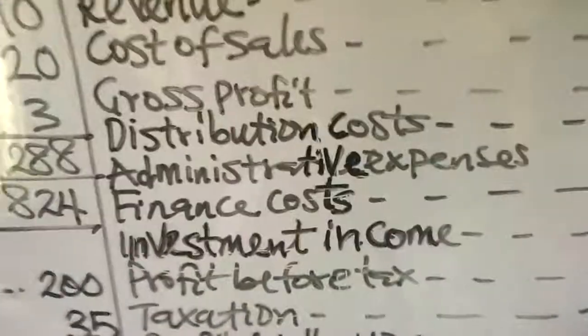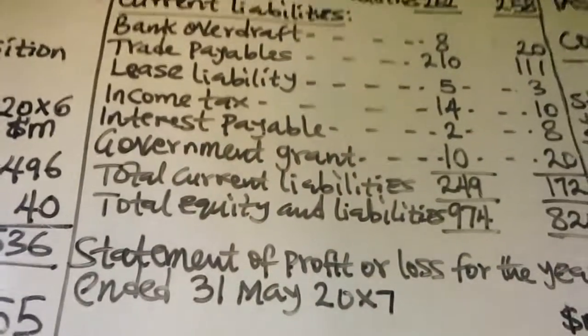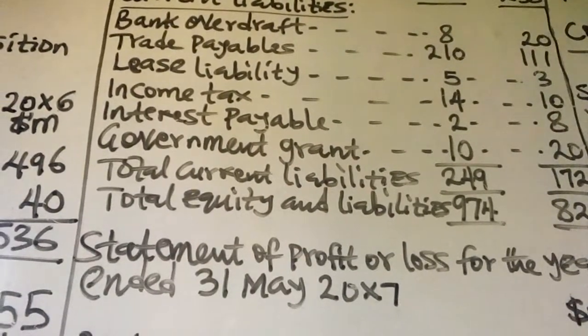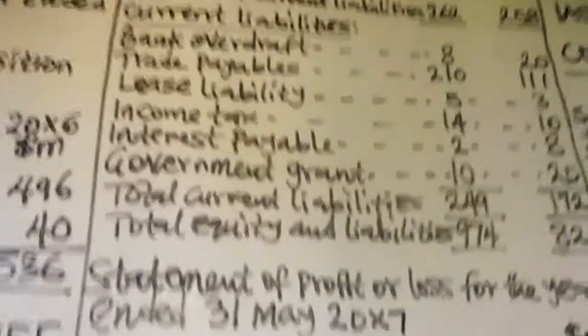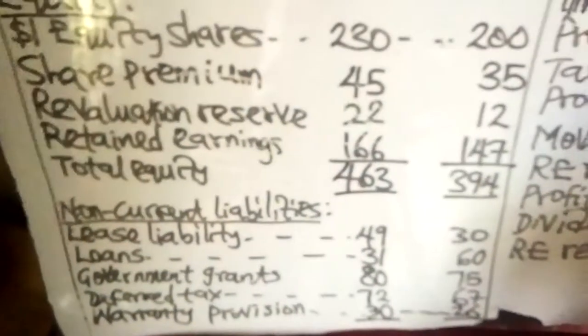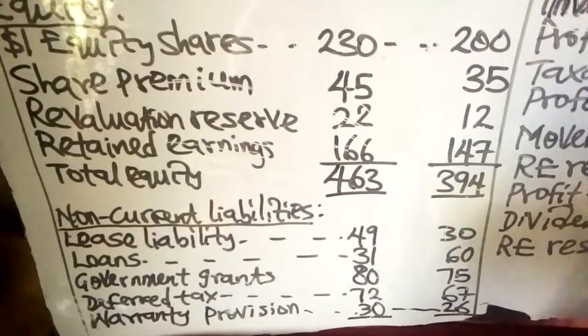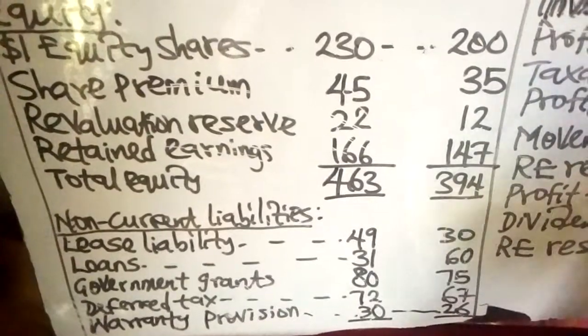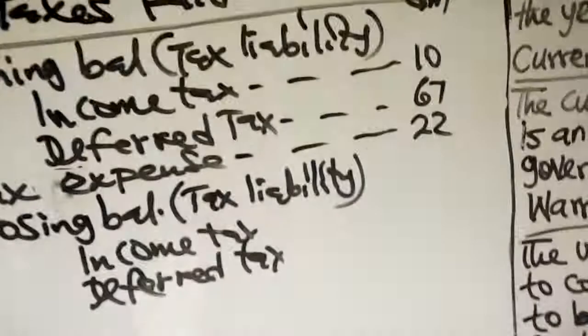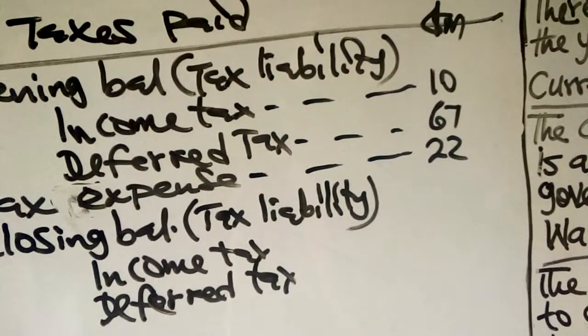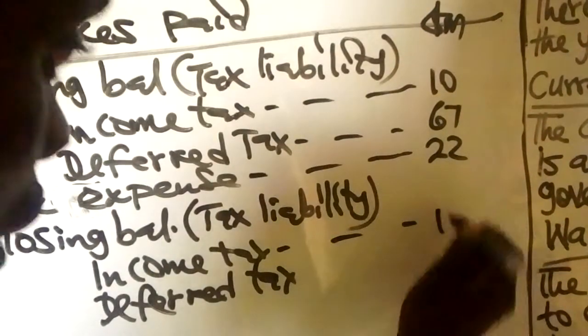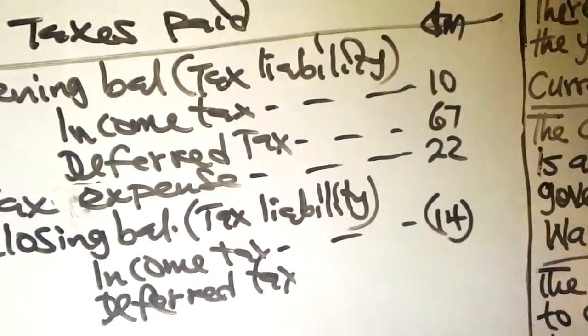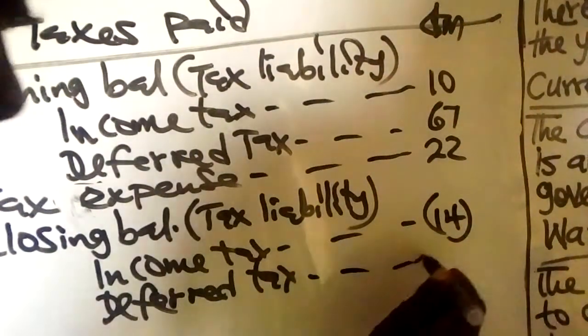So under current liability, our income tax, the closing balance is 14. Then under non-current liability, deferred tax closing balance is 72. Now let's consider those two balances. The closing balance under current liability, our income tax is 14, while deferred tax under non-current liability, the closing balance is 72.